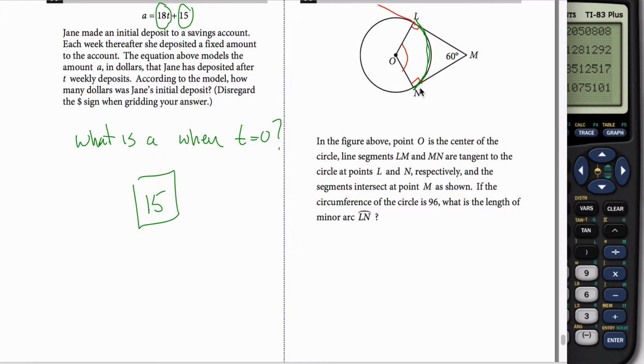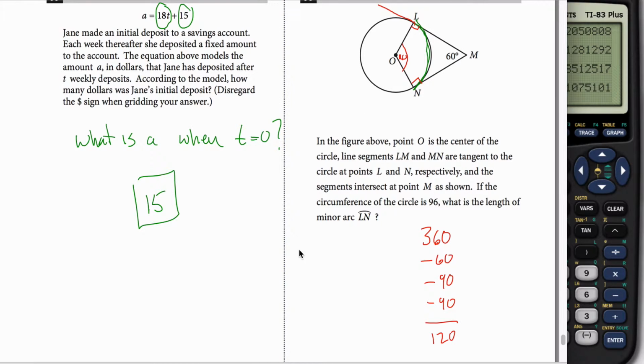So I use up 90 here, 60 here. I have 360 total to play with, and I'm getting rid of 60 and then 90 twice. 300 minus 180, that leaves me with 120, which is this angle measure right here. 120 is a third of 360. So really this arc right here is 1/3 of the way around the circle.